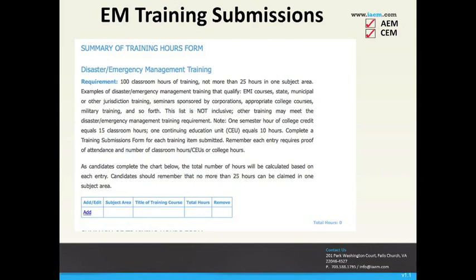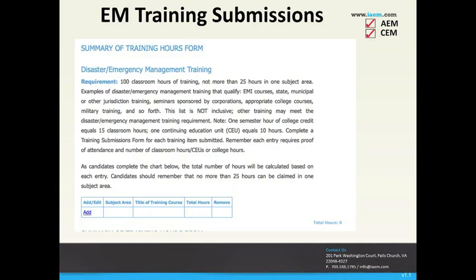Or you could have many, many courses listed. Make sure, though, that you do remember to upload copies of your certificates. PDFs are the best, or transcripts. If you have a transcript from FEMA for IS courses, that's certainly acceptable. But the commissioners are going to check every single one of those.